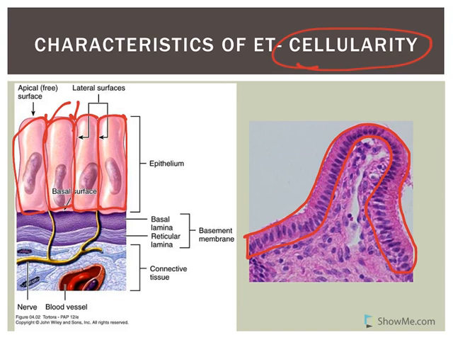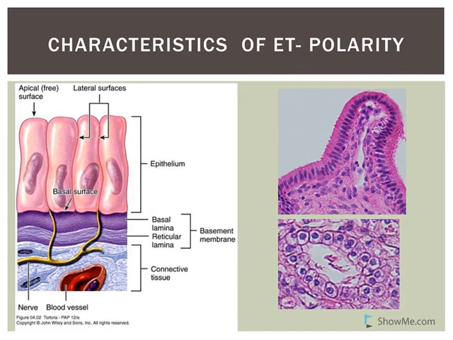Now, another thing that epithelial tissues exhibit is polarity. Polarity is where you have different surfaces. You have an apical surface, which you see up here, which is free. It's not attached. It either opens to an internal space or the outside, and then you have a basal surface, which is connected to something. It's anchored to what is referred to as the basement membrane.